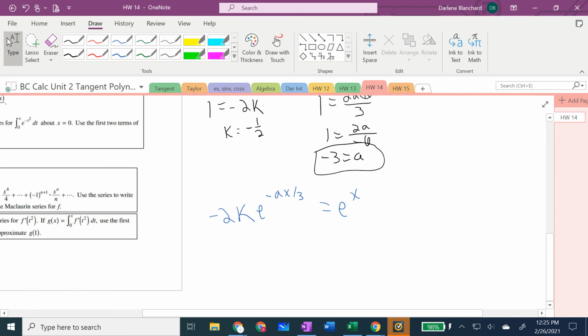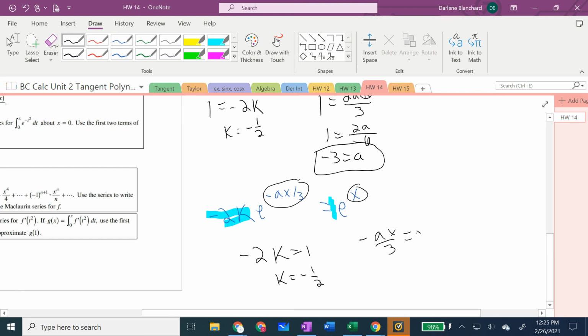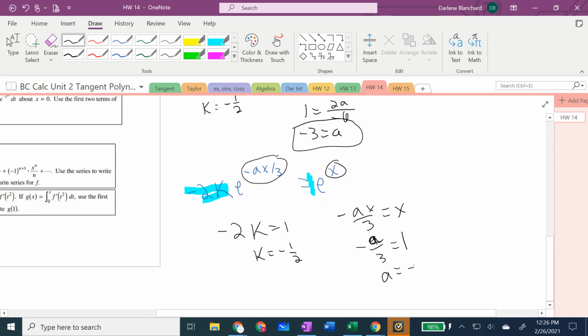Oh, nice. Nice, nice, nice. So first of all, the coefficients. There's k. And then the exponents have to be equal. That's negative a. So a is negative 3. That is nifty.